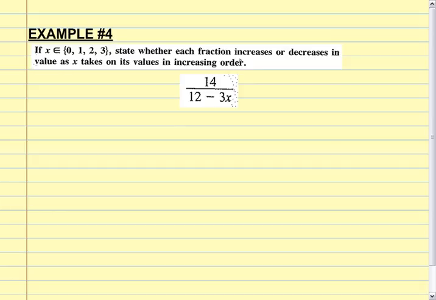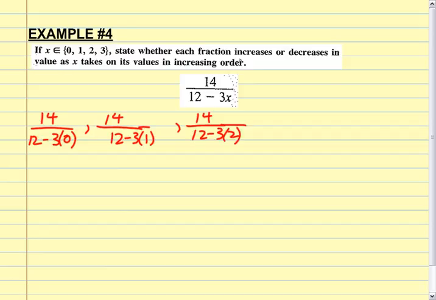Here's what they're saying. As x gets bigger, 0, 1, 2, 3, what happens to the value of the fraction? Does it get bigger or does it get smaller? Well, it all depends on how it simplifies. So I'm going to actually write this thing 4 times. 14 over 12 minus 3 times 0. 14 over 12 minus 3 times 1. 14 over 12 minus 3 times 2. 14 over 12 minus 3 times 3.